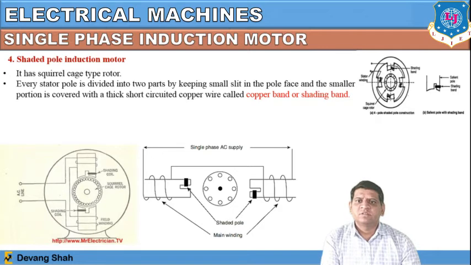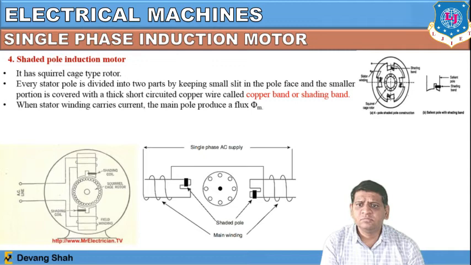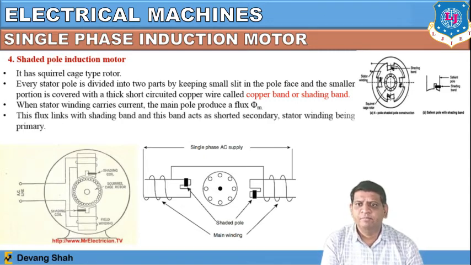Every stator pole is divided into two parts by keeping a small slit in the pole face, and the smaller portion is covered with a short-circuited copper wire called the copper band or a shading band. This black terminology here, as per this arrow, is defined as a copper band or shading band. When the stator winding carries current, the main pole produces a flux phi m, and this flux links with the shading band. This band acts as a shorted secondary, with the stator winding being the primary.